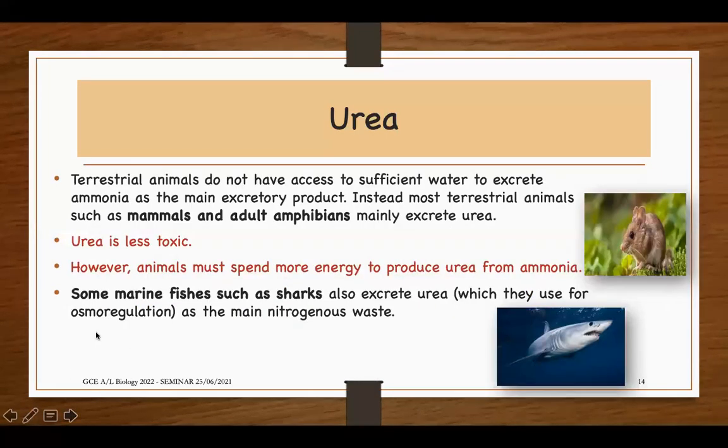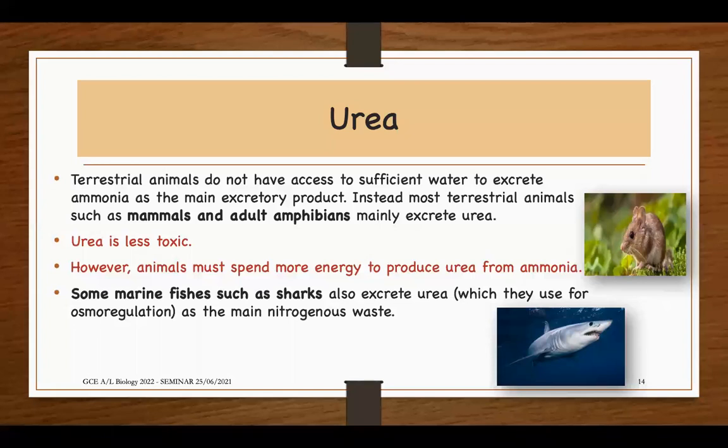Moving on to urea. Now, most of the terrestrial animals don't have sufficient access to water. So they can't have ammonia as their main excretory product. Therefore, most of them, what will they do? They will convert ammonia into urea and then they will excrete urea. So most of the mammals and adult amphibians will excrete urea. So I asked you a question before. What excretory product do we humans excrete? Yes, we do excrete urea.